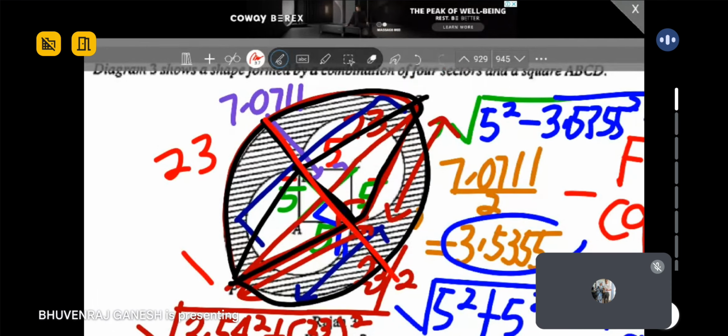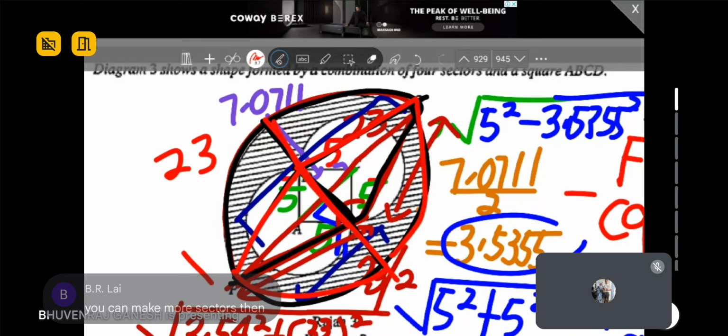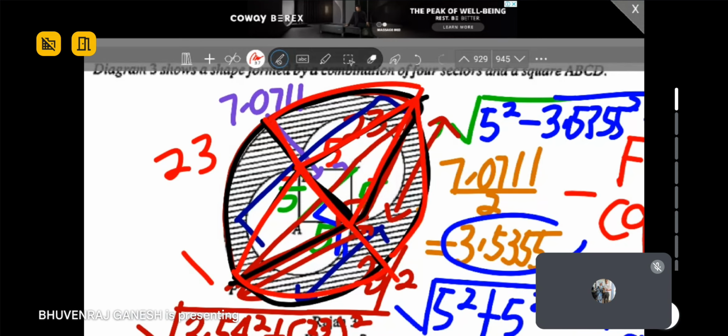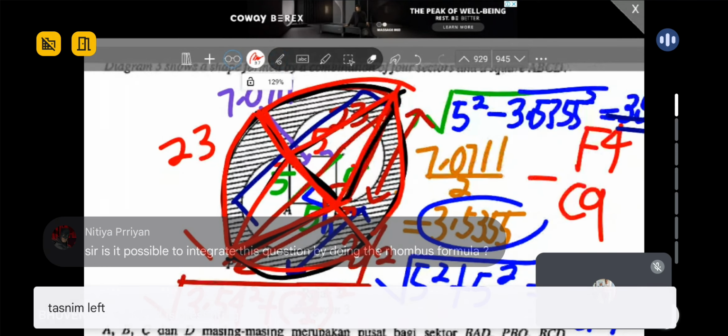Boleh nampak kan, guys? It's like an illusion. You see the red one. 1, 2, 3, 4. Can you all see it? Yes, it overlaps, guys. Keempat sector ni dia overlap sebenarnya. Okay, it overlaps, so that's why it's a bit hard to see.